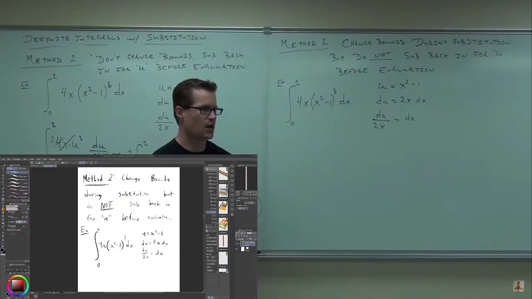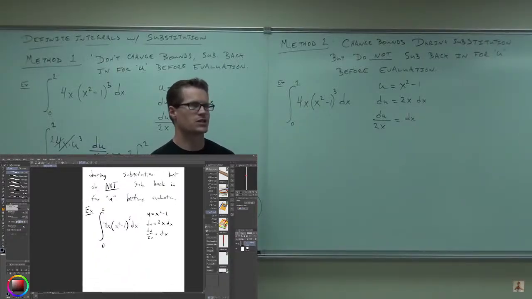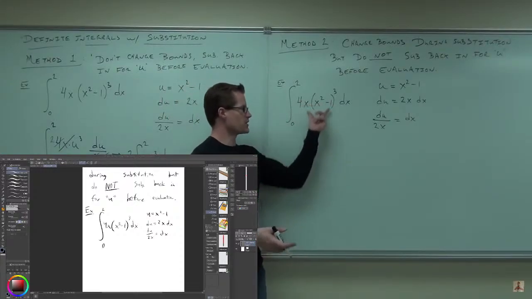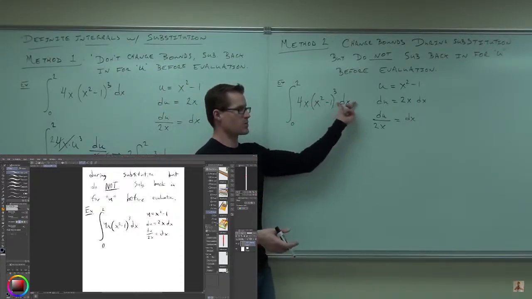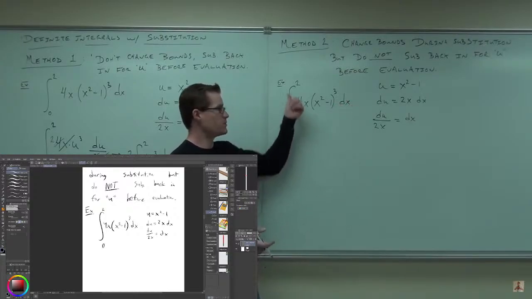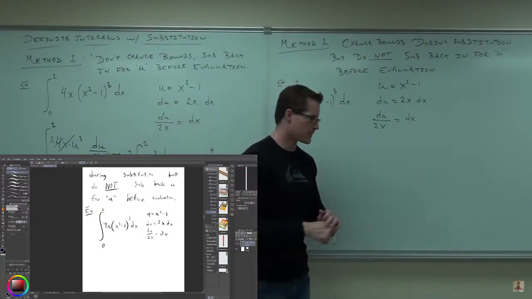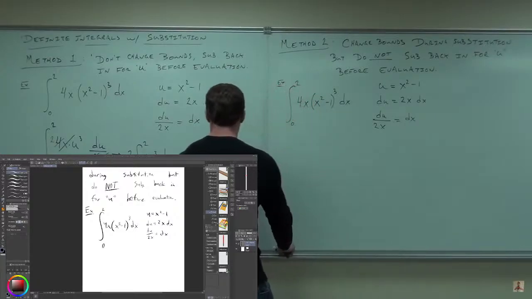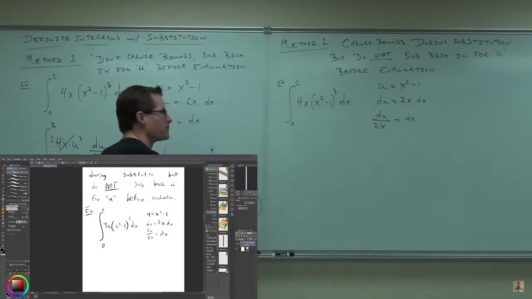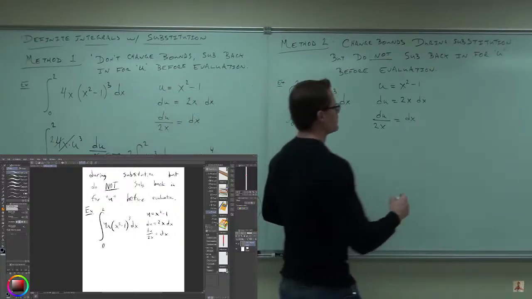Here's the change. Since we're substituting everything anyway, we're substituting this x part for u, and this x part for u, why not just do the bounds as well? Why don't we substitute those things for u as well? And here's how to do it. All right, well, that's a good idea, Mr. Leonard. Let's try.